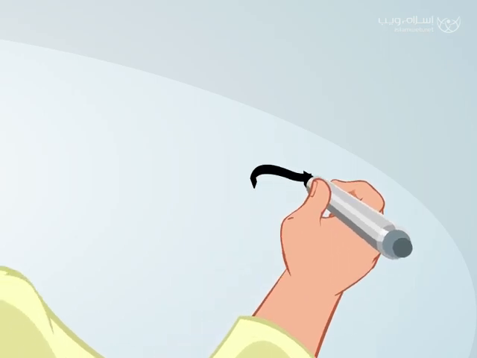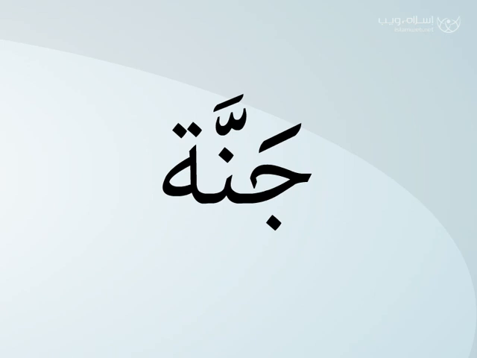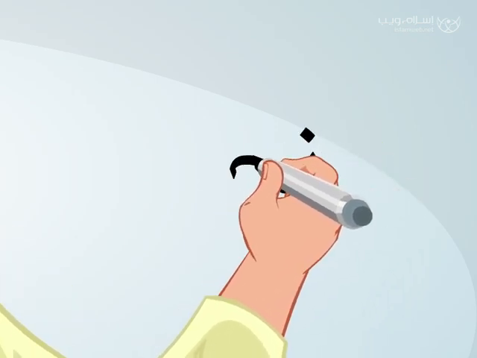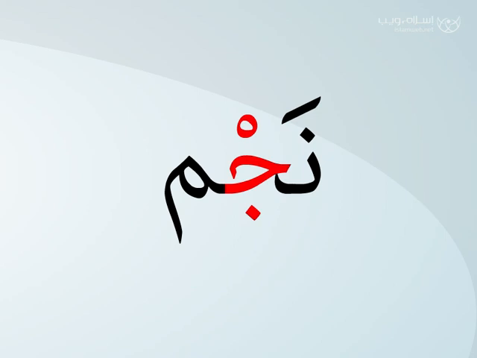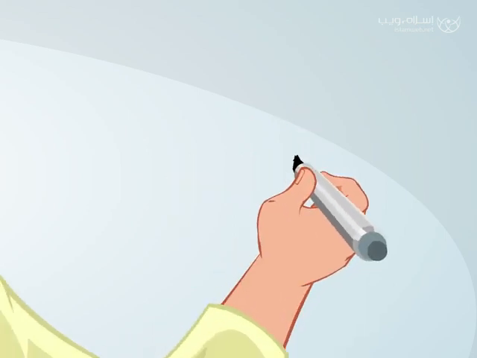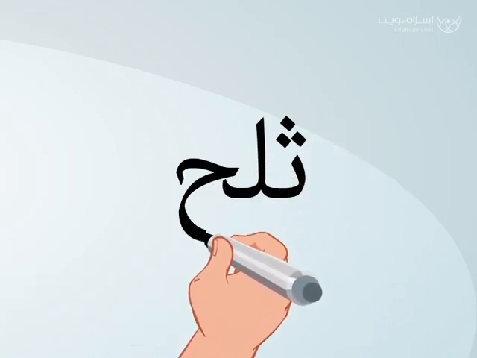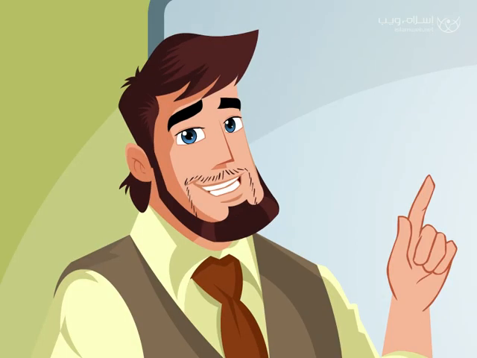This is how we write Jim at the beginning of the word, like this example. Jannah, which means heaven. This is how we write Jim at the middle of the word, like this example. Najm, which means star. This is how we write Jim at the end of the word, like this example. Thalj, which means ice. Let's see the next letter.